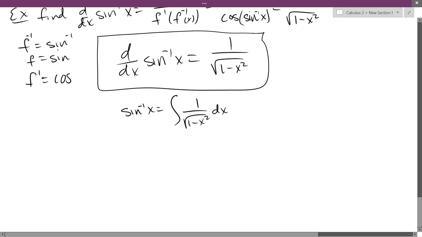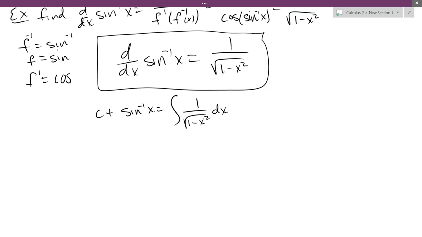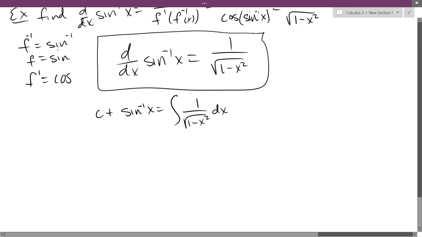And I need a plus c, which I don't have room to squeeze in, so I'll just put plus c right there when I have an antiderivative. I'm going to change everything into u's, so just replace x by u, which is normally a useless u substitution, but it is better to remember it that way so that your brain is thinking about u substitution. So we get the integral of 1 over square root 1 minus u squared du, and then I'm going to write the antiderivative on the other side, sine inverse u plus c.